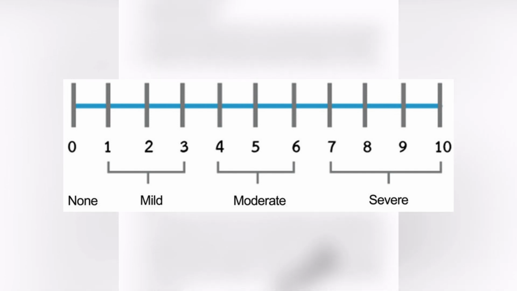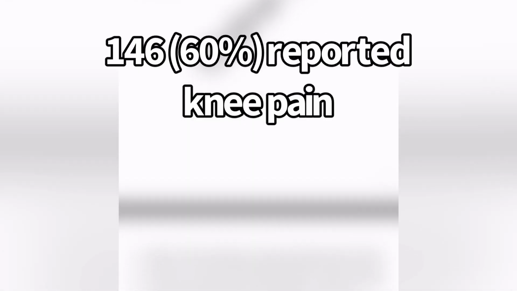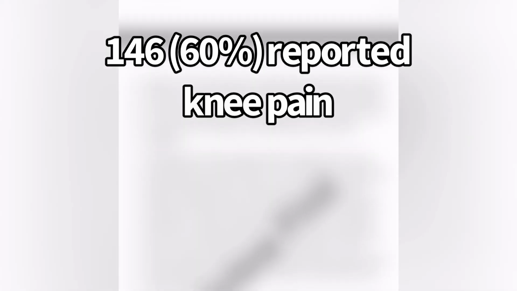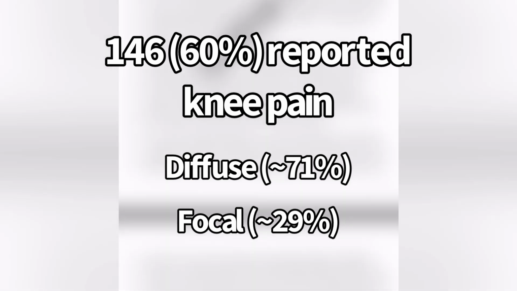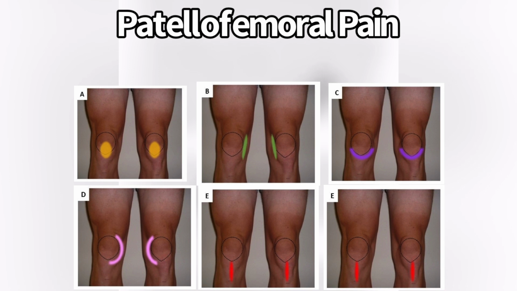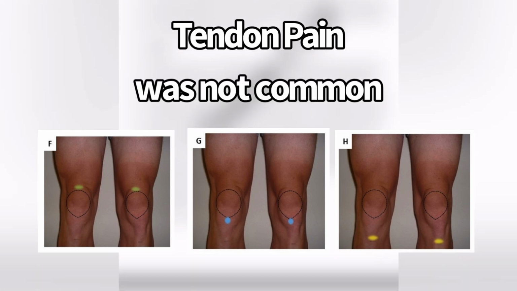If they did record pain, they were asked to record their pain using a predefined pain map of the knee area. What they found out of the 242 players was that 146, or 60% of them, reported knee pain with the single leg decline squat. And diffuse knee pain was more prevalent, around 71%, than focal pain, around 29%. So diffuse knee pain, or patellofemoral pain, which is in these wide areas, was common in both men and women, and focal pain, which would be just along the tendon, was not common in both groups.